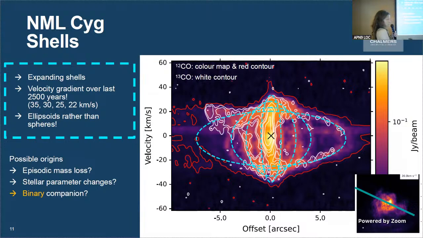So my suggestion, and that I made in the paper, is that there's probably a binary system in there that we have no other trace of yet. So that would still need to be confirmed in different ways.